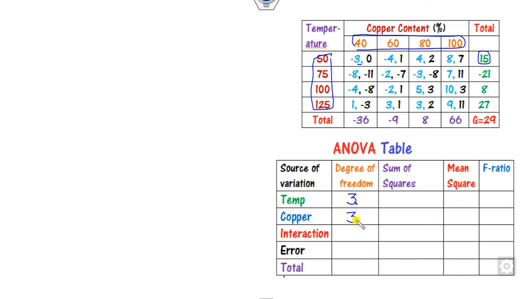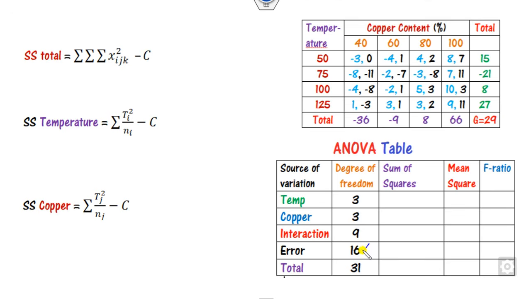For interaction, you can multiply them. 3 into 3 is 9. How many total elements are there? You can see these are 4. This is 2 plus 2 plus 4, and so on. So these are 32 elements. So the degree of freedom is 31. So you can easily find this number, this plus this, and so on. You will get this number as 16.